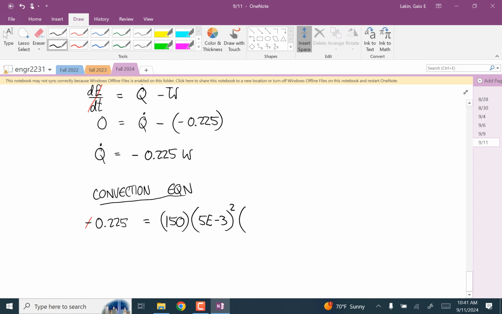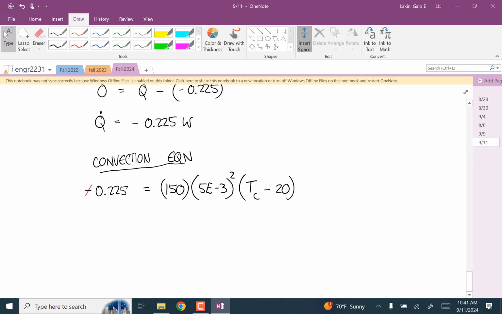So which temperature is higher, the fluid or the chip? Yeah, so we have the temperature of the chip minus 20. Since this is a difference in temperatures, we can just use Celsius. We don't have to convert to Kelvin. And so we have 0.225 is equal to 5 times 10 to the minus third squared. So that is 2.5 times 10 to the minus 5 times T minus 20.